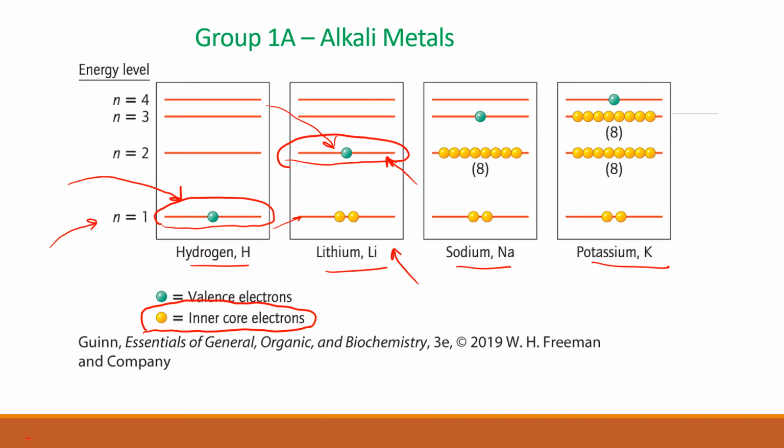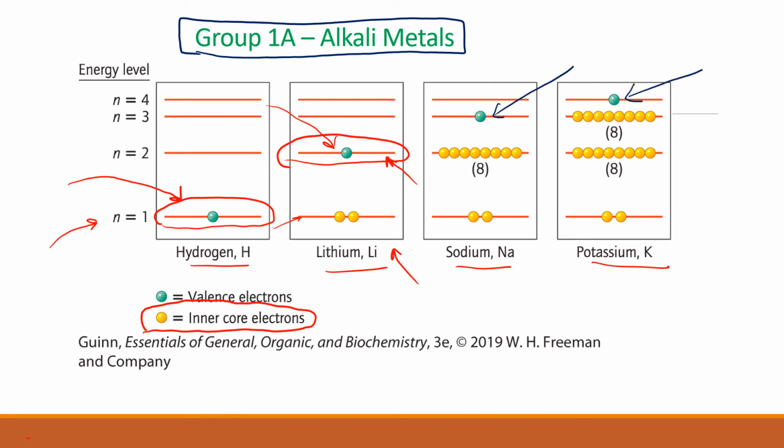Similarly, the valence electrons of sodium and potassium are shown here. Both sodium and potassium have one valence electron, because that's the electron present in the highest energy level. If you notice, one particular thing here is that all these elements belong to the 1A group, and all of these elements have one valence electron.